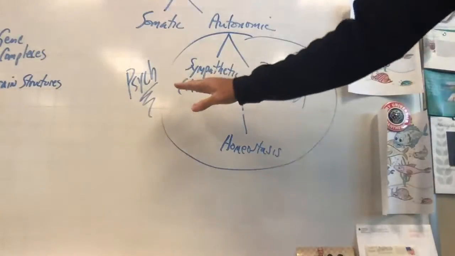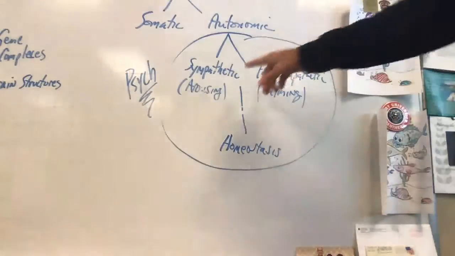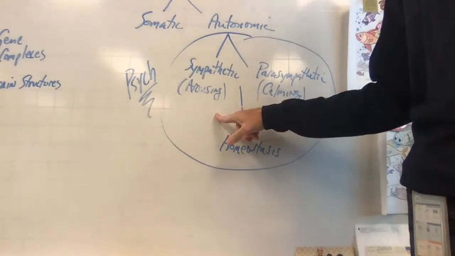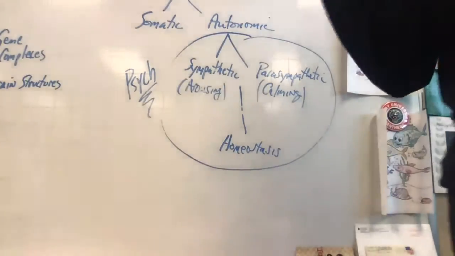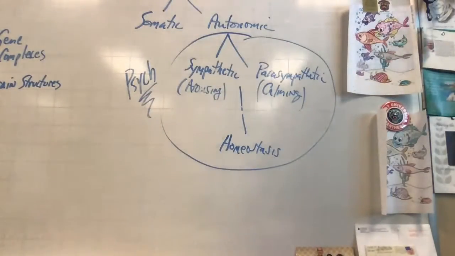Okay, so sympathetic is my arousing or my fight or flight. Most of you know it as fight or flight. Okay, so this is going to give me a shot of adrenaline, correct, which accesses it through my adrenal gland in the endocrine system, okay? Parasympathetic is my calming, okay? So that's the one that just calms me down, relaxes me, kind of mellows me out, okay?